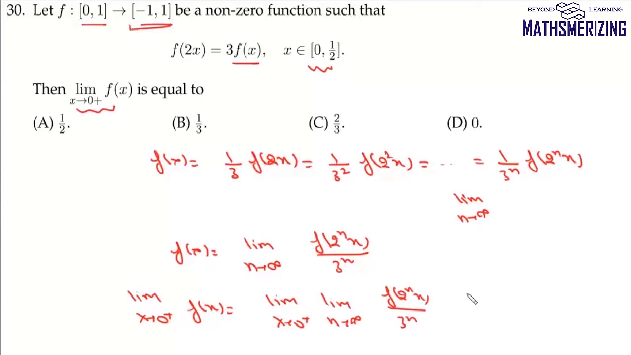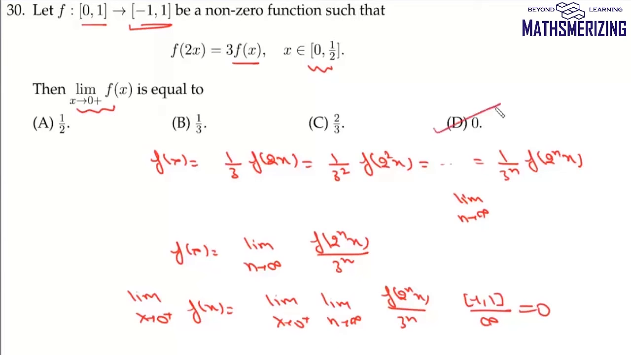So this value in the numerator will lie somewhere between minus 1 and plus 1, which is a finite value, upon 3 to the power infinite, which is infinite. So the value of this limit is 0. So the value of this limit as x tends to 0 of f(x) is equal to 0, and that's your option D.